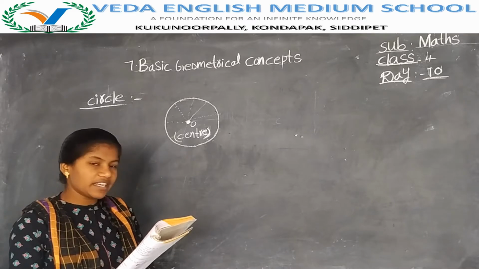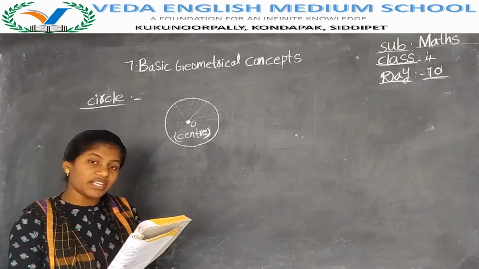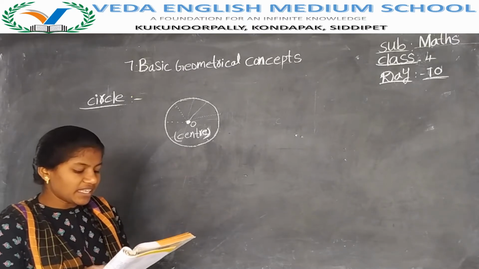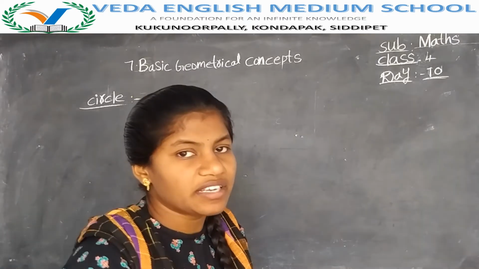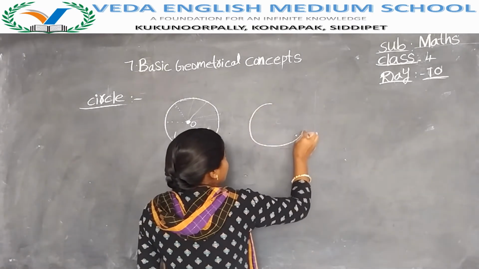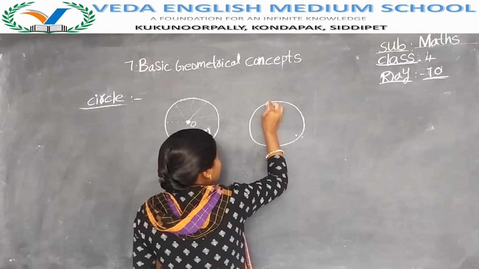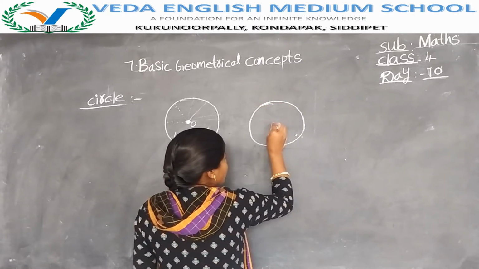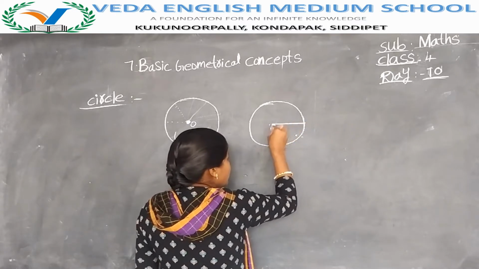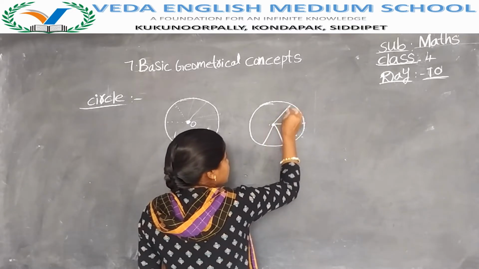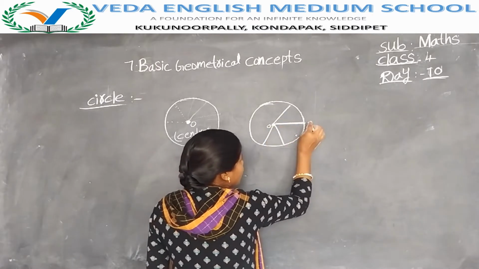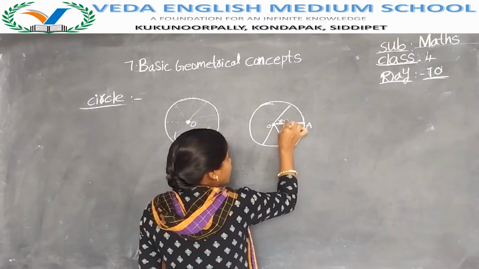Next, radius of the circle. For the circle we have a center and a radius. Radius means the distance between the center and any point on the circle. The distance from the center to any point, center to any point, like this, is called the radius of the circle. It is center O and another point named A. So OA is the radius of the circle.